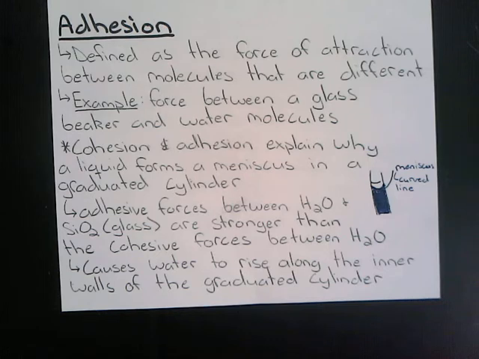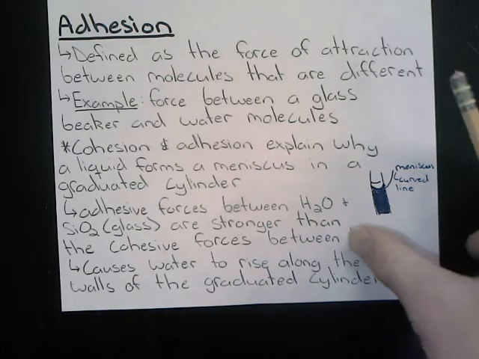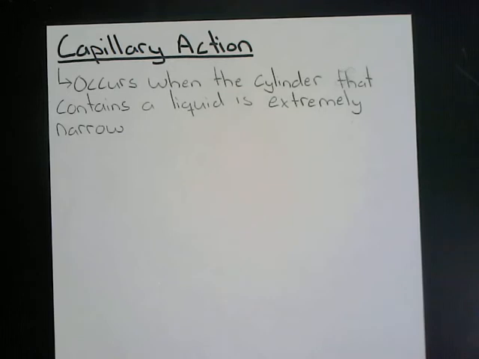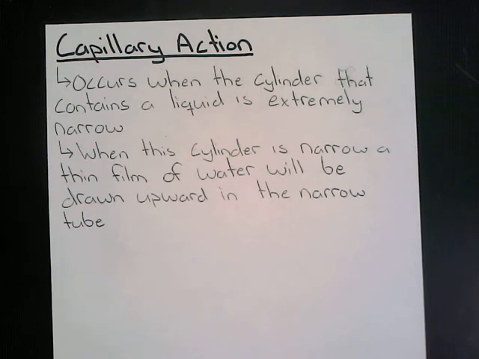Okay, so the last thing we are going to talk about with liquids is what is known as capillary action. Capillary action is going to occur when the cylinder that contains a liquid is extremely narrow. When the cylinder is really narrow, a thin film of water will be drawn upward in the narrow tube. This capillary action is one simple explanation of how water is absorbed in a paper towel.